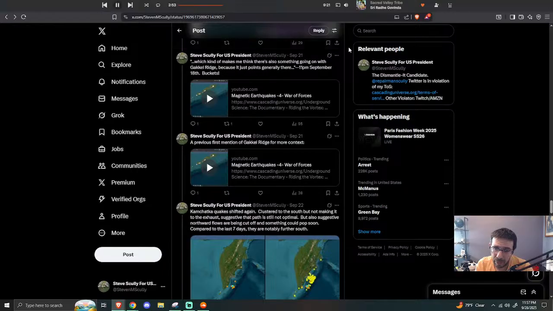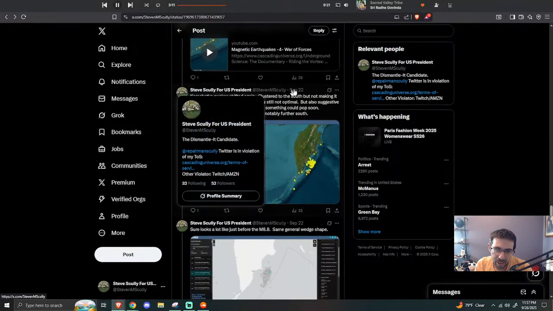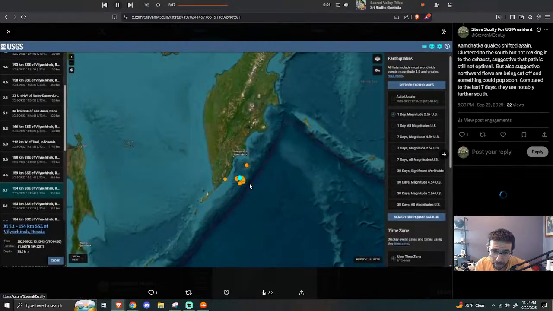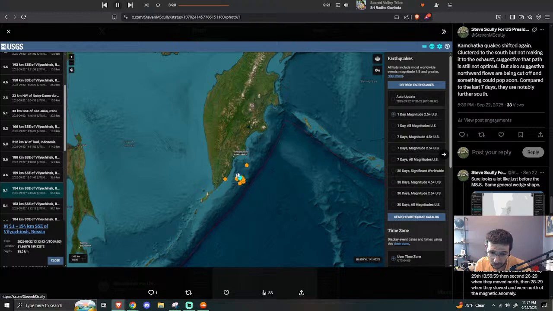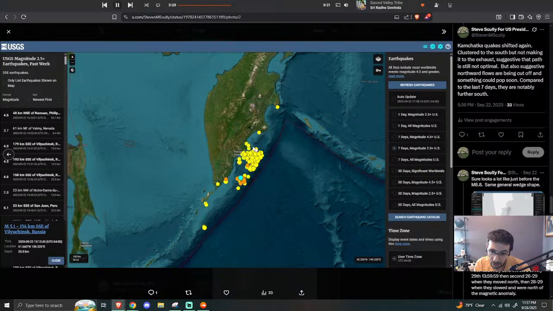But even talking about Gackle Ridge abruptly and not usually in relation to the earthquakes is, to me, good enough. But anyway, Kamchatka quakes shifted again, I said, on the 22nd. So this is a cluster of the 22nd. They were just kind of like, I don't know what to make of this right now. And then that cluster was separated from this other cluster. Maybe it's suggestive that the margin of interaction was shifting.